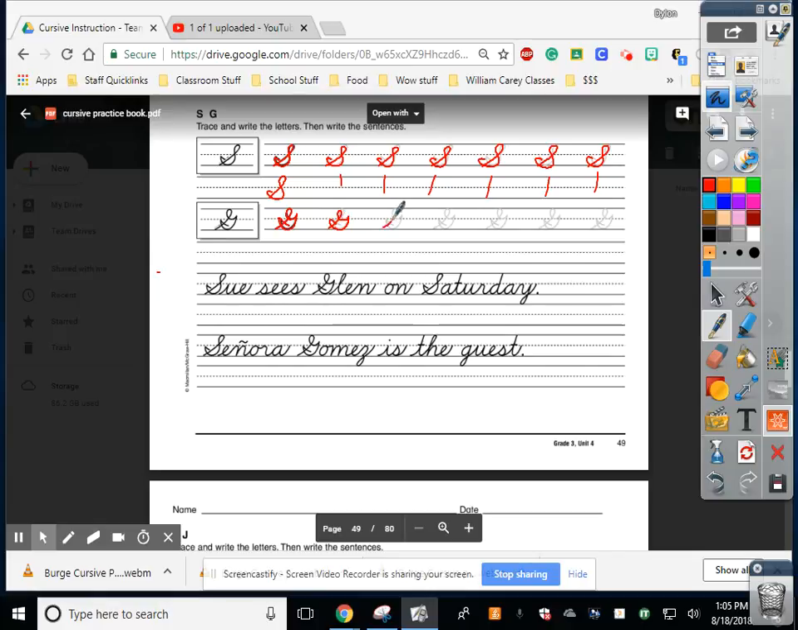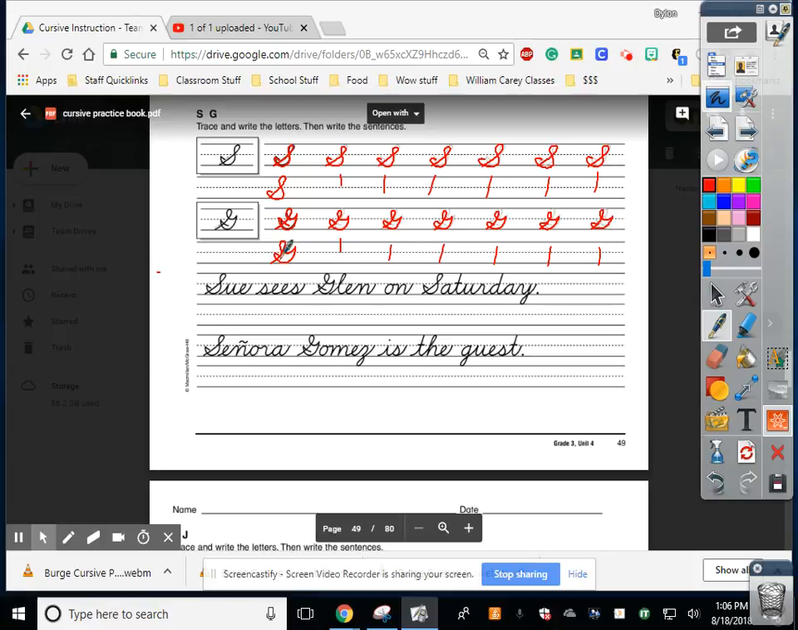Bam. Go up, sharp corner, bam. Just make sure you have that point right there on that G when it comes around. And try to make sure that tail goes on the inside of it, okay? Okay, and then trace one for yourself under each of those. And I'll do one here as an example.